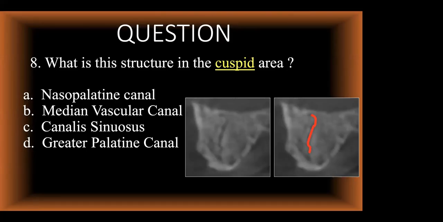Another anatomic, what I would call variant on this scan, is what we found was this structure, and it's this radiolucent little area on this cross section in the cuspid area. Could it be the nasopalatine canal? Could it be a median vascular canal? Could it be a canalis sinuosus? Or could it be the greater palatine canal? So Robert, let's put the question up. And please select A, B, C, or D.